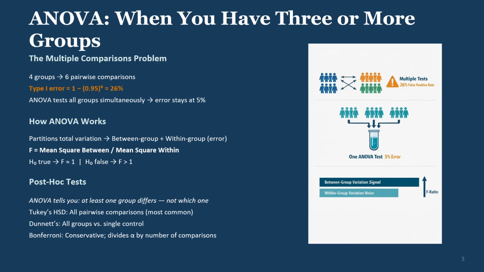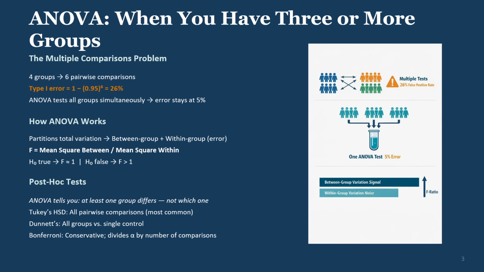Have three or more groups to compare? Running separate t-tests for every pair is statistically indefensible. With four groups, that's 6 comparisons. Each carries its own 5% false positive risk. Together, the probability of at least one spurious significant finding is 26%, worse than 1 in 4 odds. You haven't done more rigorous analysis, you've inflated type 1 error to the point where your findings are unreliable.